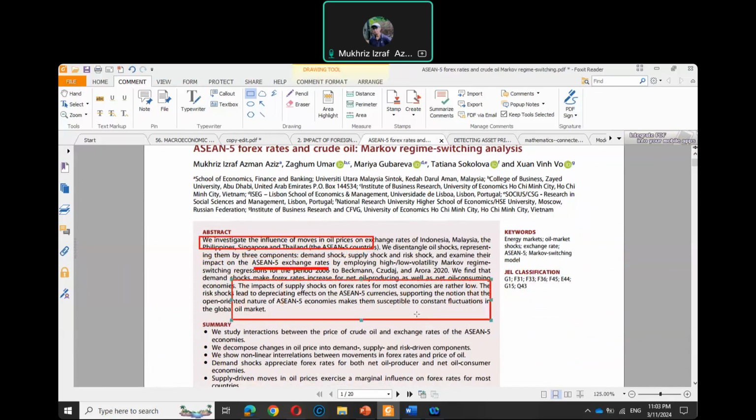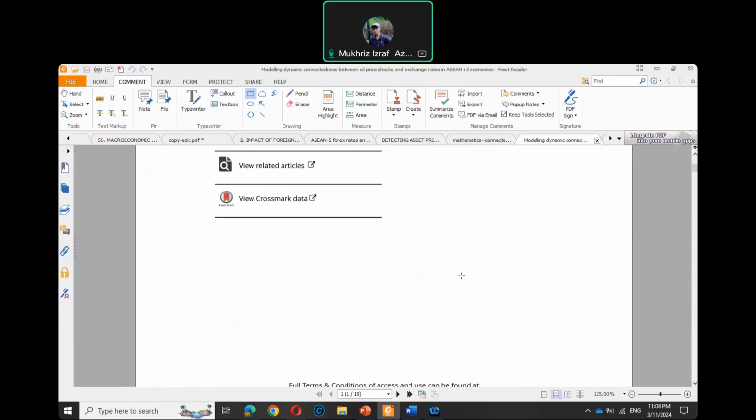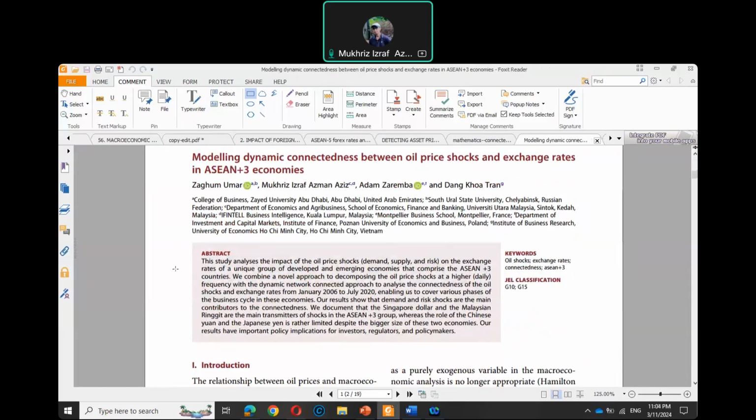So ini ialah method kajian dia. So dia punya style lebih kurang sama lah, regardless of what orang kata apa. For example, this one. Samalah. Ini fokus kajian, ini method dia, ini sampel from what year to what year. Ini ialah dia punya main results.